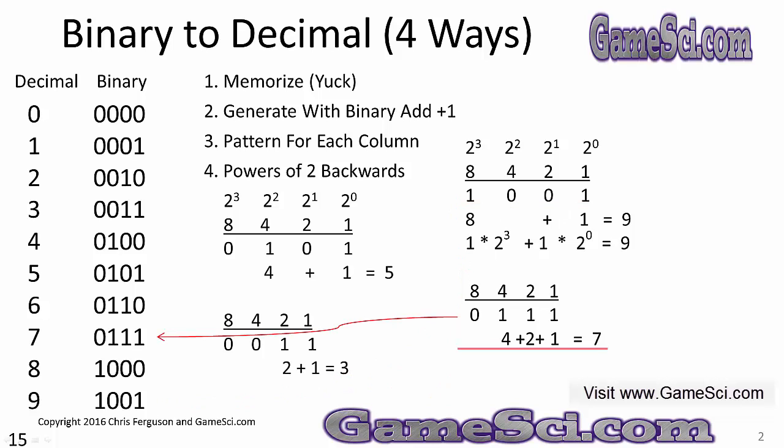One last quick example. 8421, my powers of 2 backwards. I want to convert binary 0111. I write that under my powers of 2. There's nothing under the 8, but there is a 1 under 4, 2, and 1, so I'll add 4, 2, and 1 together, and I get decimal 7. You can see it's very easy to go between binary and decimal as long as you understand how binary works. Memorization is the worst way to learn. Understanding how something works is the best way to learn.